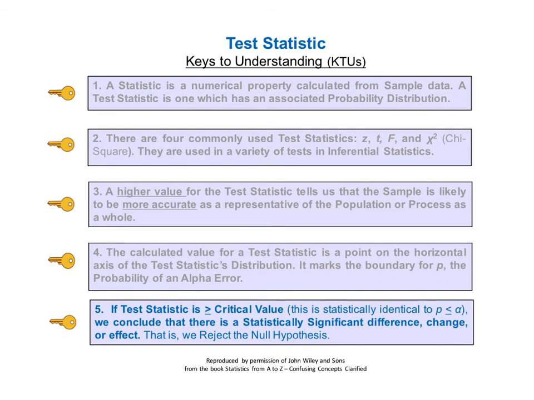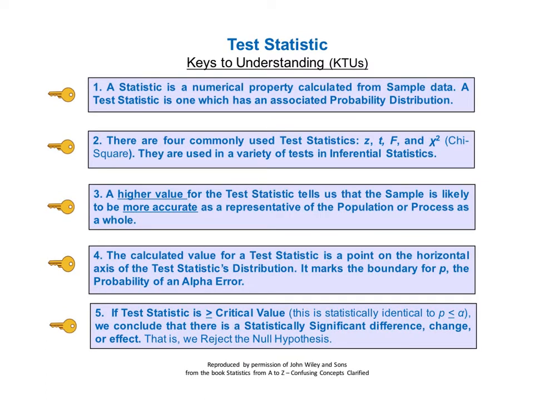The fifth and final key to understanding says, if the test statistic is greater than or equal to the critical value, and this is statistically identical to P is less than or equal to alpha, we conclude that there is a statistically significant difference, change, or effect. That is, we reject the null hypothesis. And here on one page are the 5 keys to understanding the concept of test statistic. You may want to pause the video and read them all together.